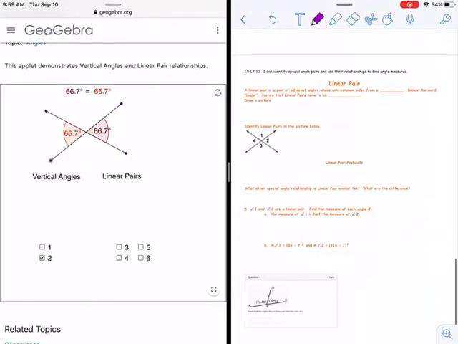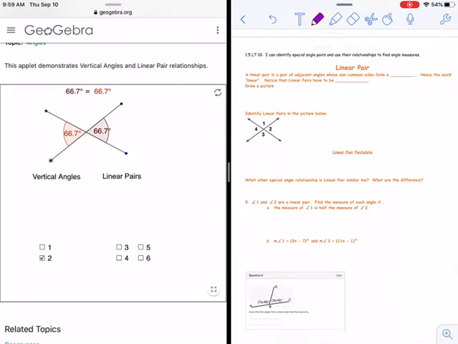All right, so now we're on linear pairs. Again, incredibly important. We're going to talk about linear pairs a lot. We have to be good at identifying linear pairs. We have to know all the punchlines about linear pairs.